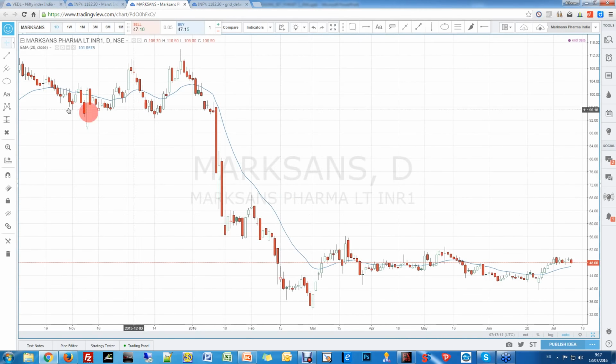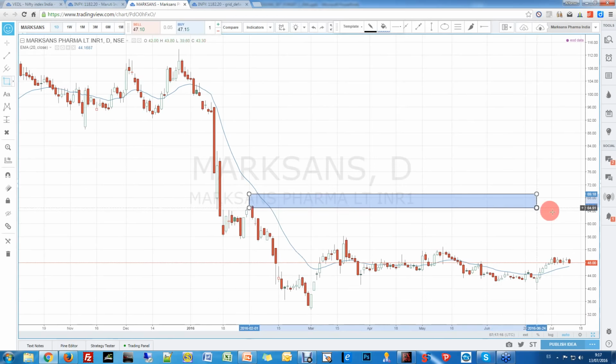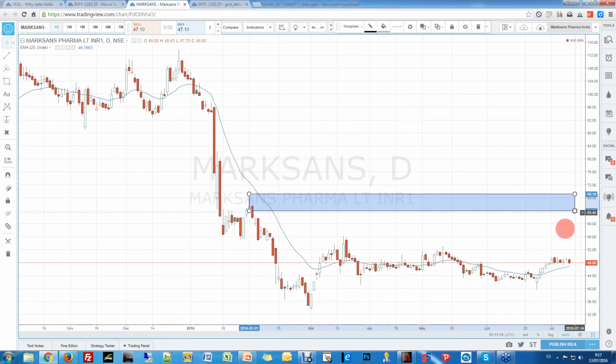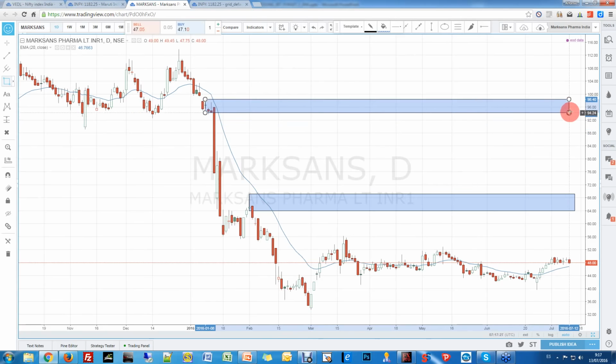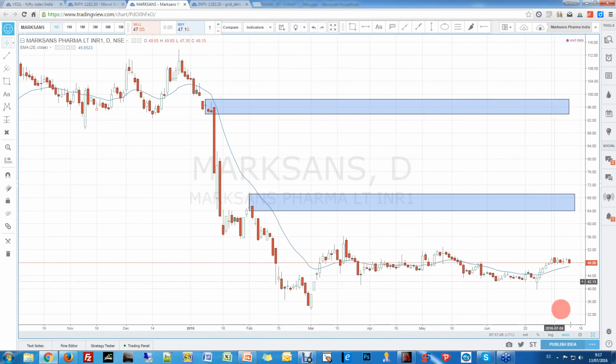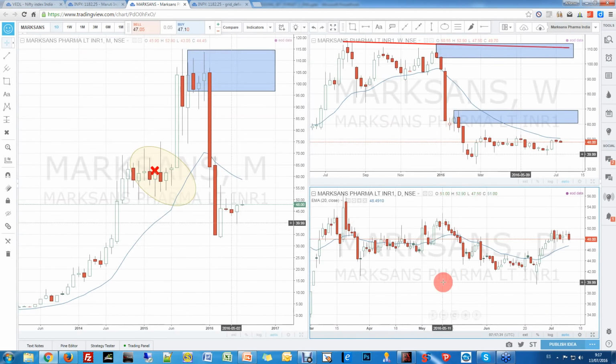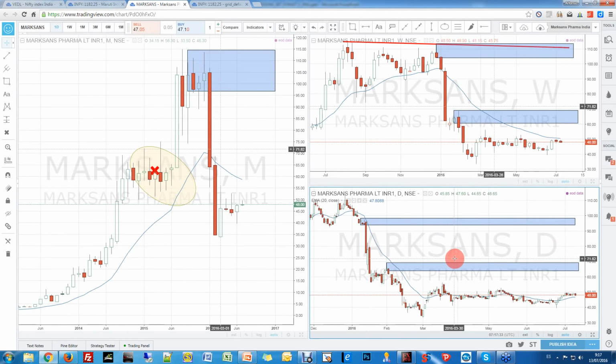And this is what we have here on the daily. We've got that area that is at the top. That is the area. This is nothing, and then we've got another area of supply right there on the daily. These are the zones that we have on Mark Sands.